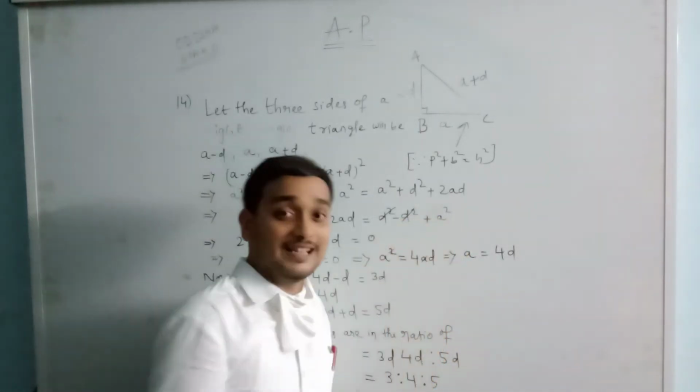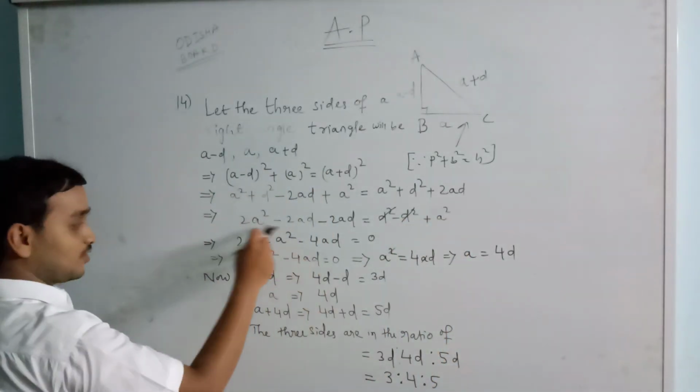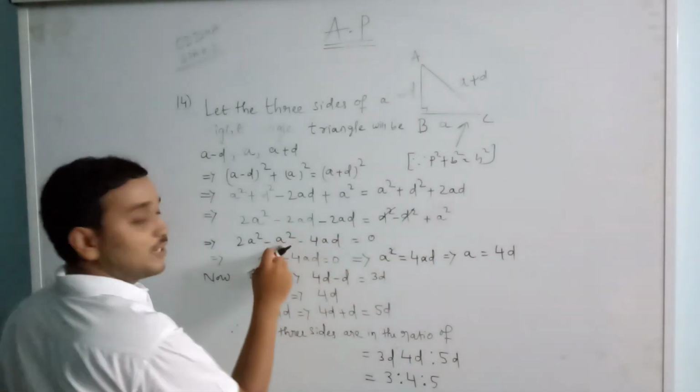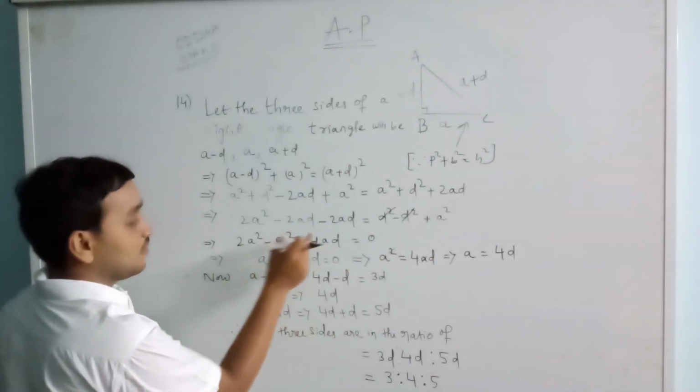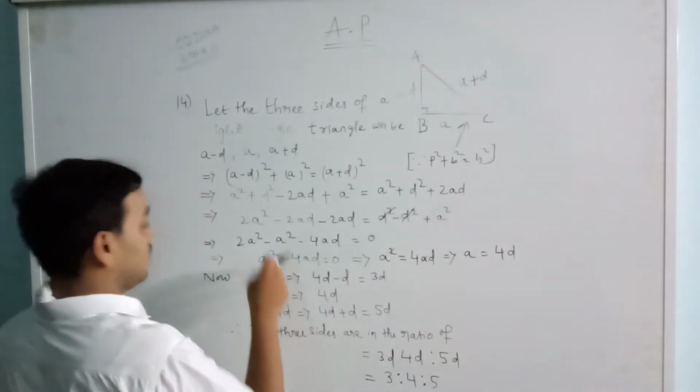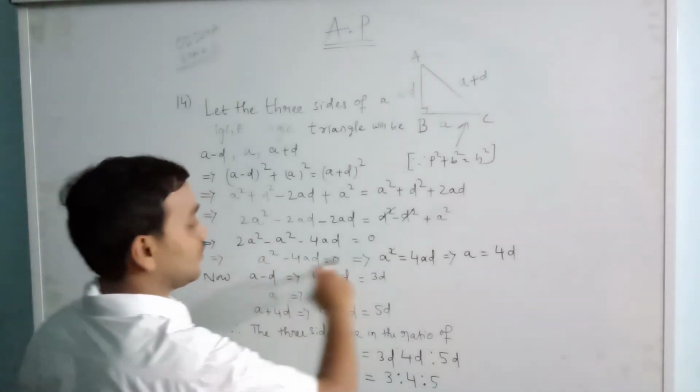So a square, so 2a square minus a square, minus a square minus 4ad, d cancels, 0. Then we will solve like this.